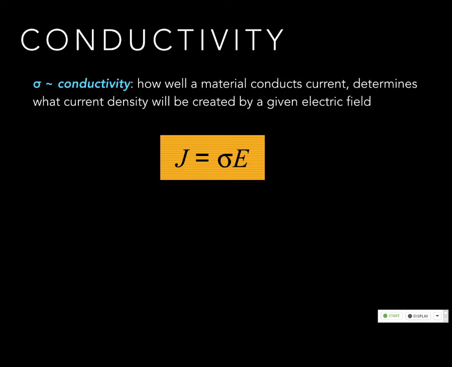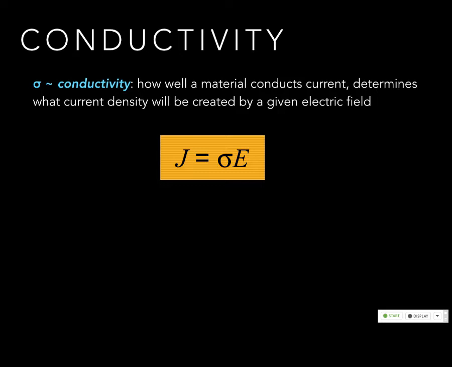We're out of letters. And so conductivity, that's how well a material conducts current, and it determines what current density will be created if you put a particular electric field into a conductor. So, J, what's J? That's current density, per cross-sectional area. This is conductivity. This is electric field.